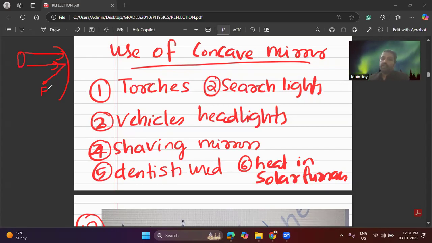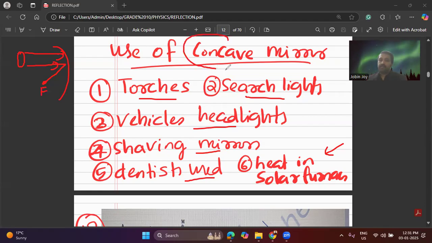That's why in torches, you are focusing the light, right? Searchlights, vehicle headlights, shaving mirrors, sometimes dentists use them to detect cavities inside the teeth. Then in solar furnaces, to capture the sunlight and heat to a particular point, because in all these cases we are focusing the light rays. Wherever we are focusing the light rays, we will be using a concave mirror. So these are some of the applications of concave mirror.